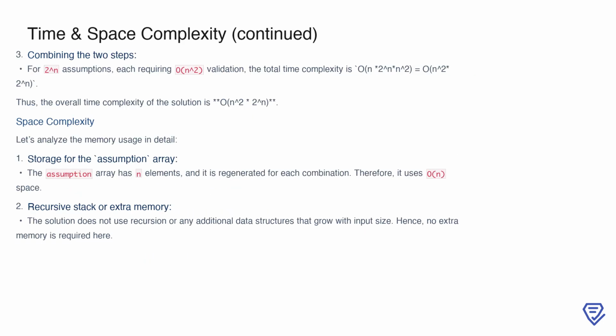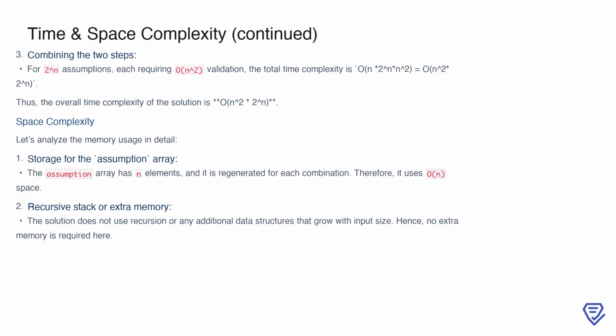Now, combining the two steps, we need to validate all 2^n assumptions, and each validation takes O(n squared) time. This results in a total time complexity of O(n * 2^n * n squared), which simplifies to O(n squared * 2^n). This exponential time complexity arises because we explore every possible combination of good and bad people and validate each one.